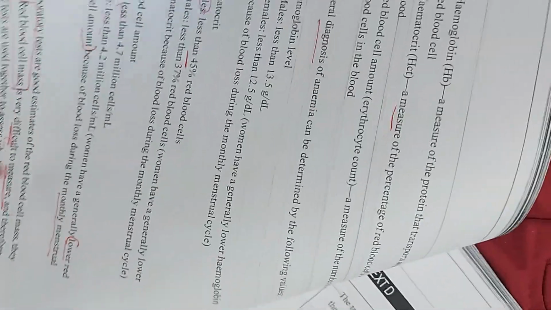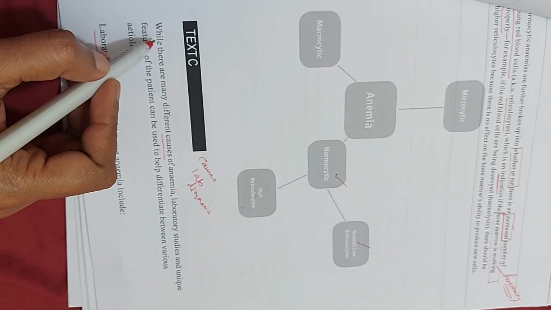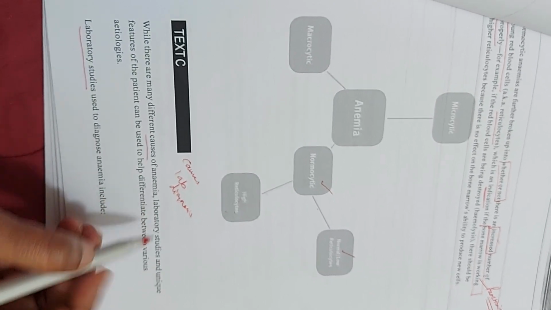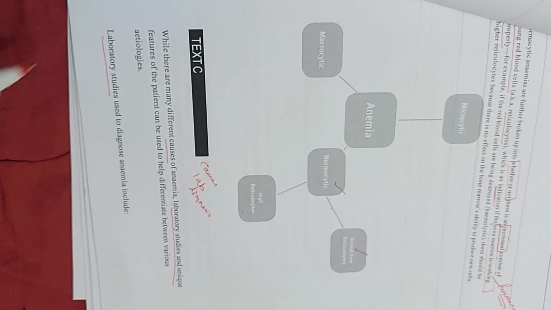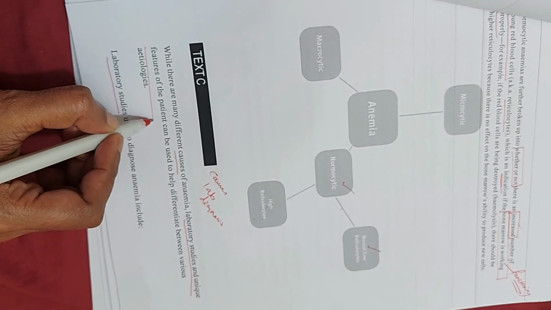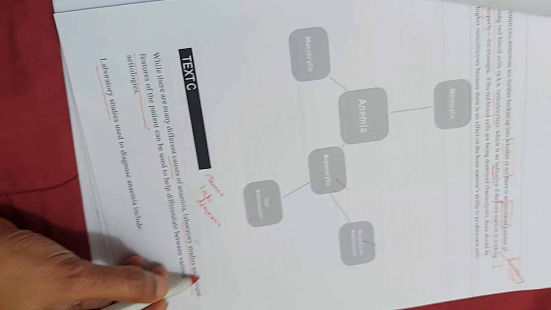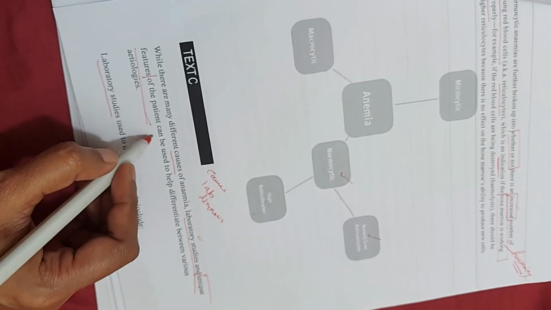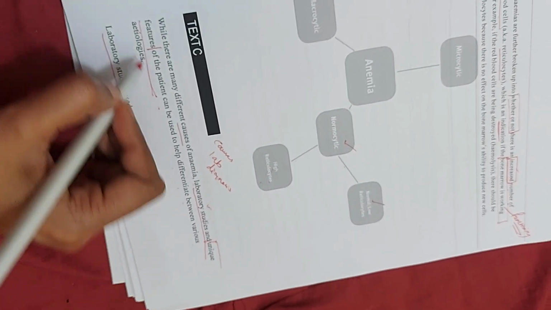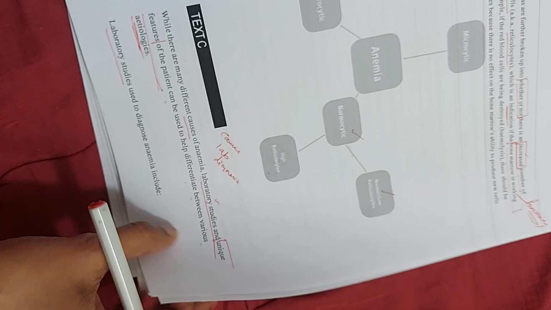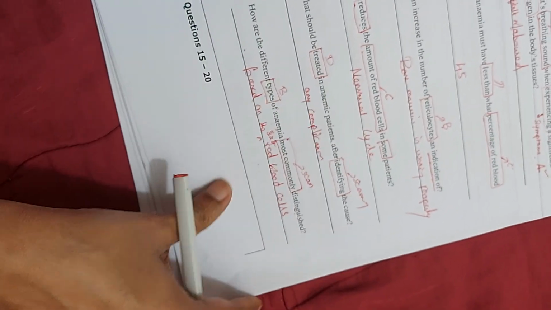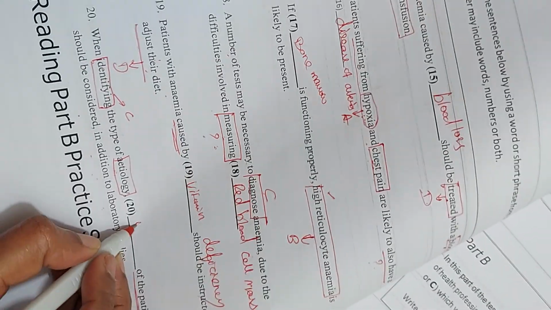So now let's go for text C. While there are many different causes of anemia, laboratory studies and unique features of the patient. So what of the patient? Unique features. Laboratory studies is already there in your question. So the answer is unique features of the patient can be used to help differentiate between various etiologies. This is the word I looked into. So I have to give here unique features.